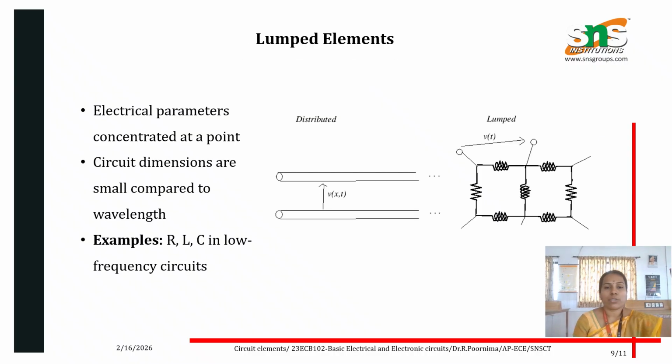Next we are going to see the lumped element. What is meant by lumped element? Here the components are individual and can be separable. The electrical parameters are concentrated at a point in the circuit. Here the circuit dimensions are very small compared to the wavelength of the signal. For example, consider low frequency circuits. Here resistors, capacitors and inductors used in these circuits are lumped elements. These components are very much smaller compared to the signal wavelength, so they are used in low frequency circuits. These elements can be separated individually.